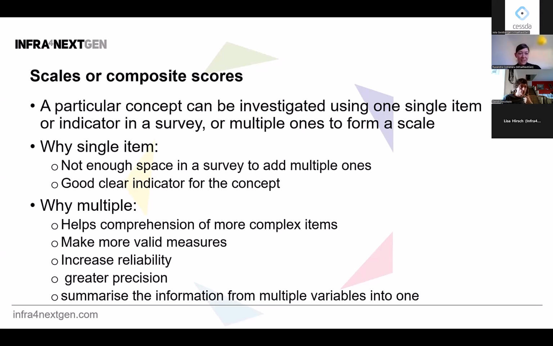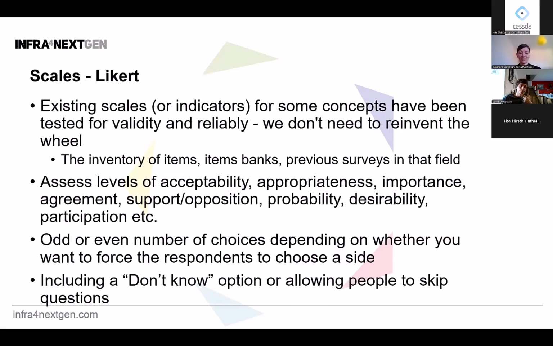And another thing is that having multiple indicators helps summarize the information from multiple variables into one single variable. So we can create these composite scores summarizing the information from different variables. There are existing scales and indicators for some concepts that have been tested for validity and reliability. So basically, we don't need to reinvent the wheel. And David will show you some of the items that we have brought together into an inventory of items as part of the Infra for Next Gen project.